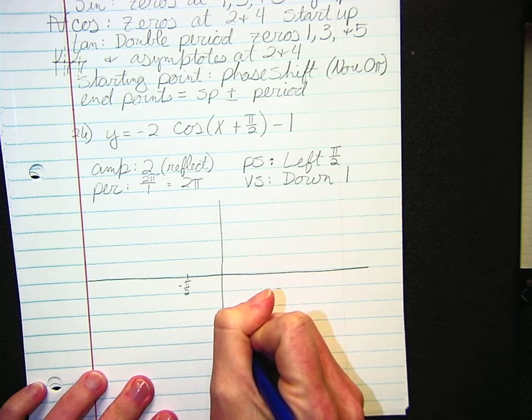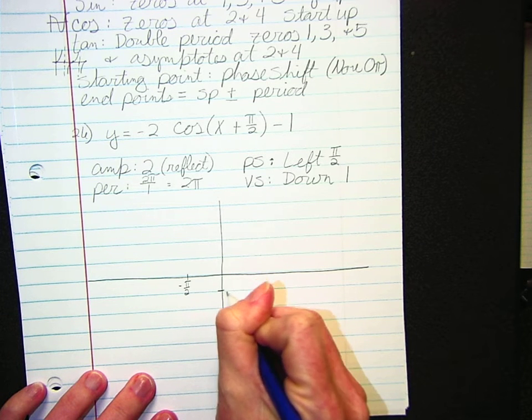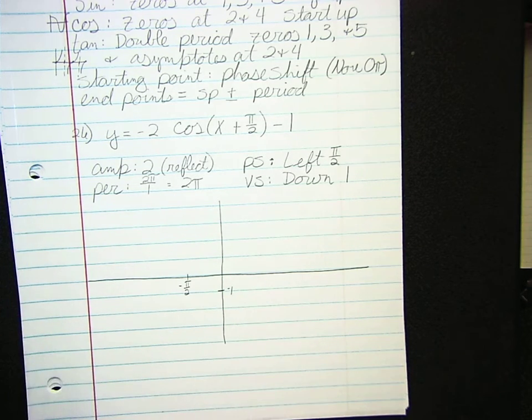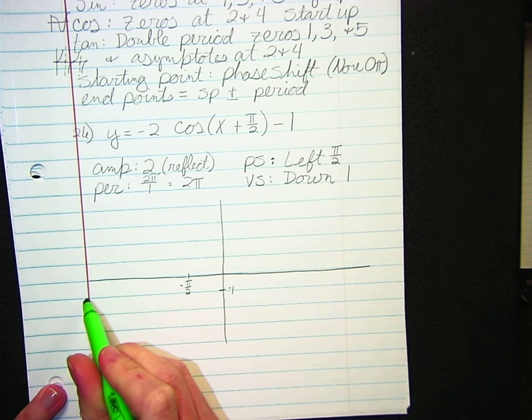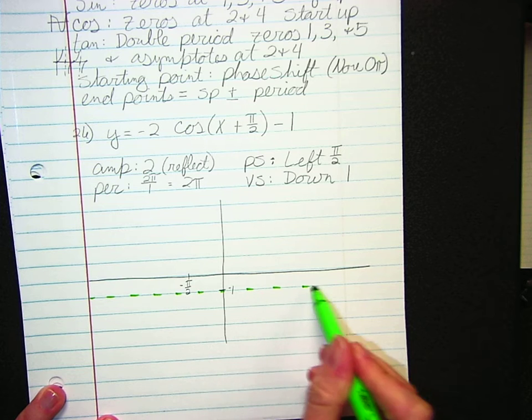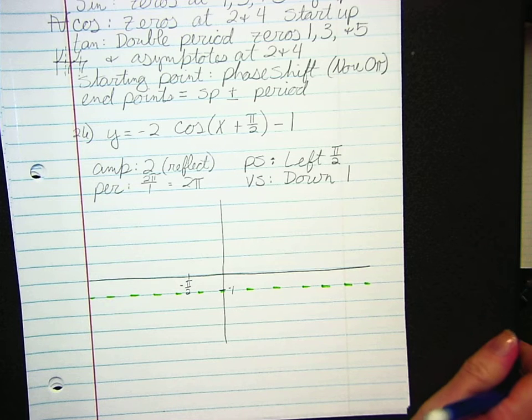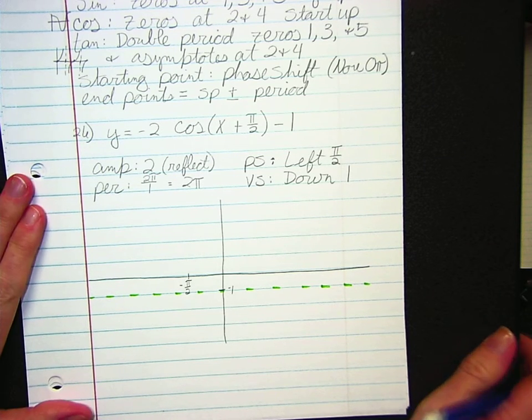I'm going to go ahead and mark my vertical shift as down 1. So I'm going to put that right here at negative 1. And I'm going to put a little line right there just to help me remember to move all of my 0 points down 1. So this is going to be my new 0 line right here. All right, so when I talk about putting zeros for cosine at 2 and 4, I'm going to put them on that green line. So it's not an asymptote. It just kind of helps me remember to work there.